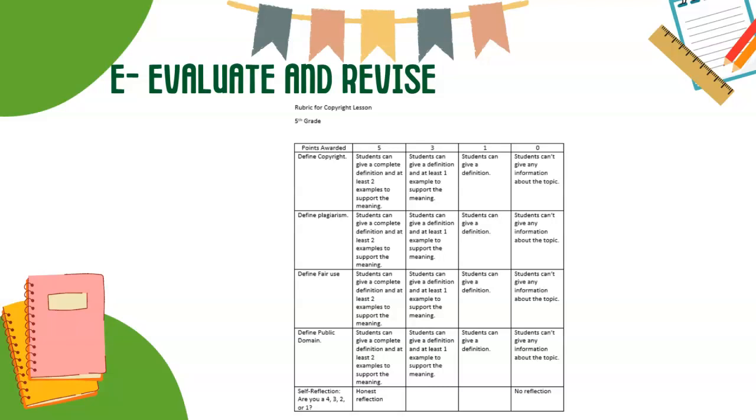To receive 3 points, they would be able to give a definition, maybe not so complete, and then also give 1 example to support the meaning. And then to receive a 1, students can maybe just give a definition or give an example, and then 0 points, they can't give me any information about the topic. And so I did that for all 4 of those words.